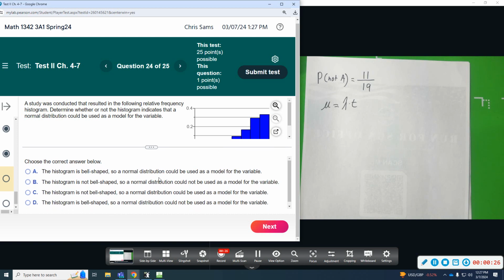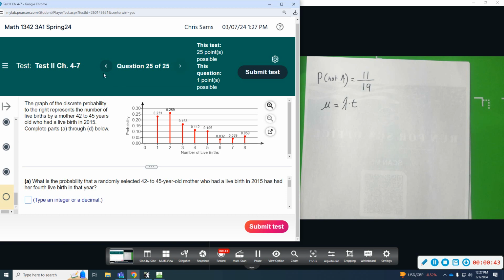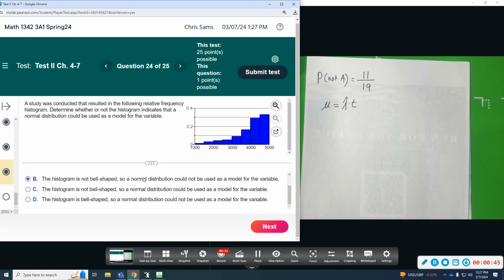Histogram is bell-shaped? Nope. The histogram is not bell-shaped, so a normal distribution could not be used as a model. Histogram is not bell-shaped, normal distribution could be used. Histogram is bell-shaped, normal distribution could not be used. So B is what we want. There were no more parts there. Let me make sure. This one part.